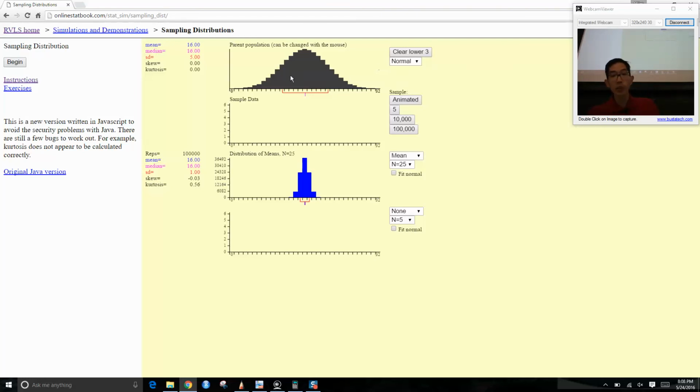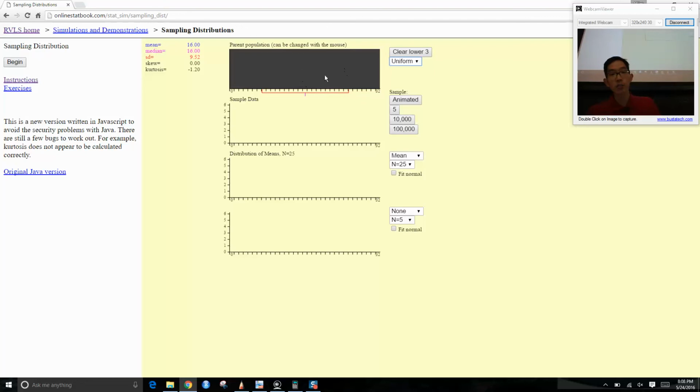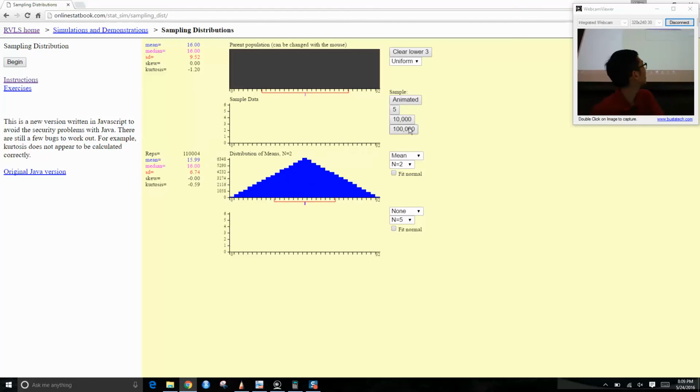Here the original population was normal. The interesting thing is that the original population could be something that's not normal. So here it's uniform, meaning all of the values are equally likely to appear, okay? So if I do 2 values at a time, I could get something like this. And we're just taking averages of these 2, okay? And after 100,000 repetitions, we get something. This does not look normal, okay? That's with samples of size 2, okay?